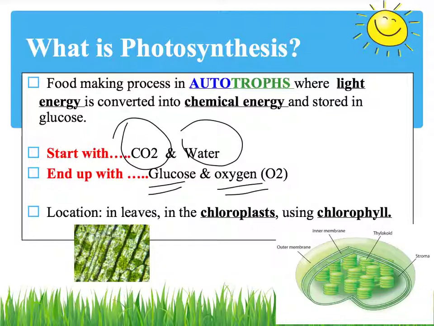When we are talking about plants, this will happen in the leaves, especially in the chloroplast of the leaves, where we can find the green pigment called chlorophyll.